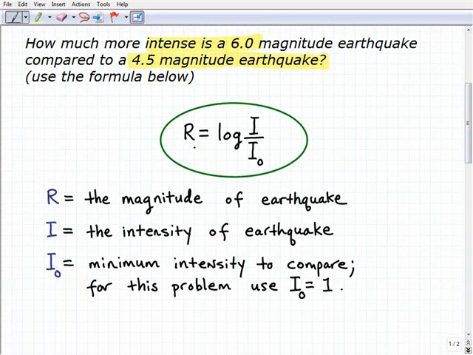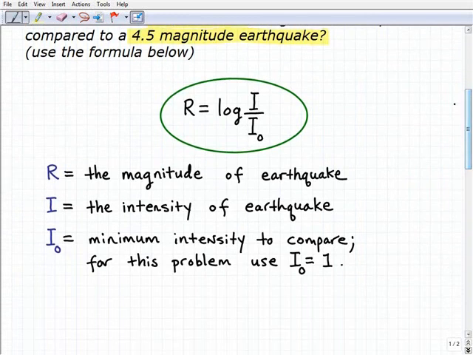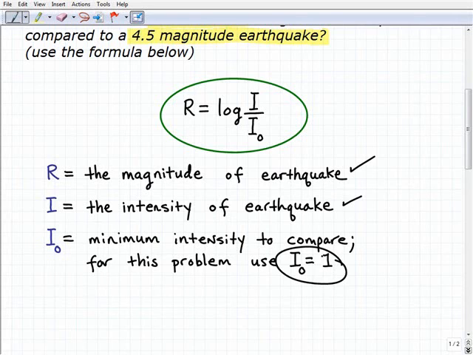So here we have R equals log I over I sub O, or I sub naught. That's the way we would say that. R is the magnitude of the earthquake, and we have magnitude 6.0 and 4.5 for this particular problem. I is the intensity of the earthquake, and this is what we're going to be looking for. And I sub naught is the minimum intensity to compare. For this problem, go ahead and use 1 for I sub O for both comparisons, so this will be equal to 1.